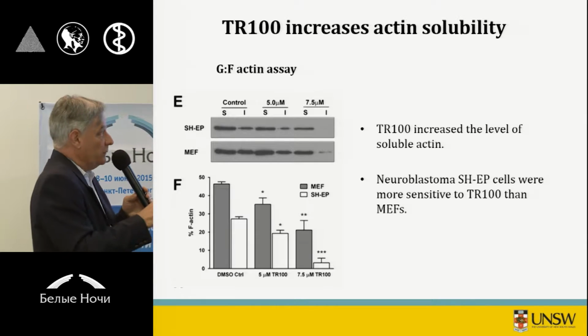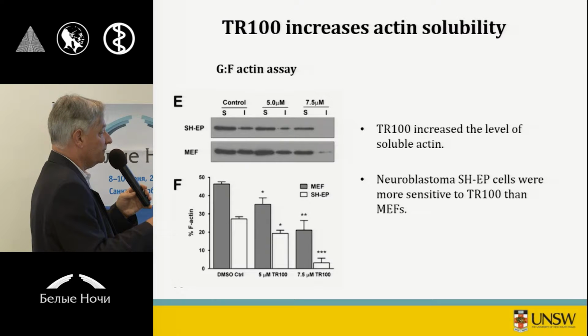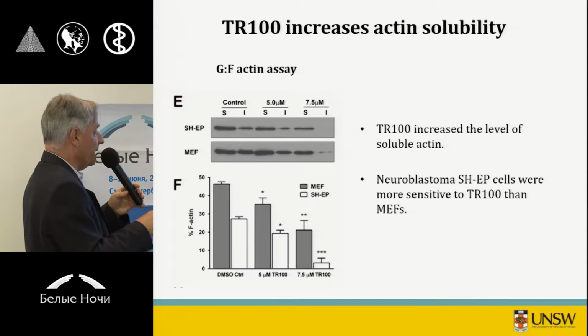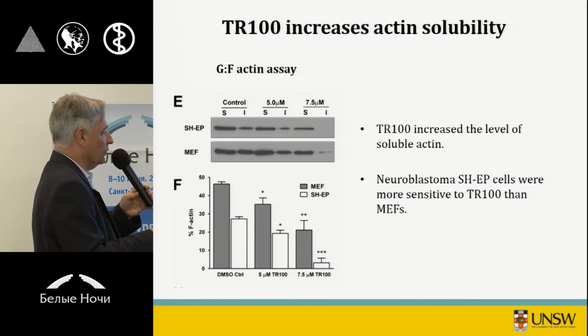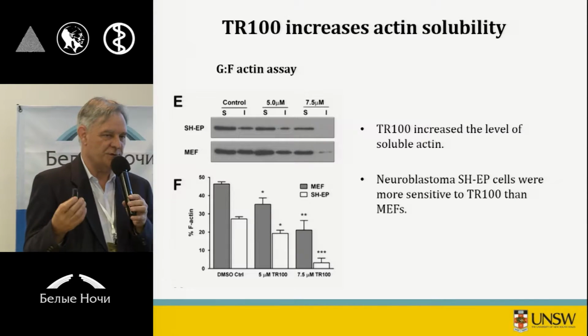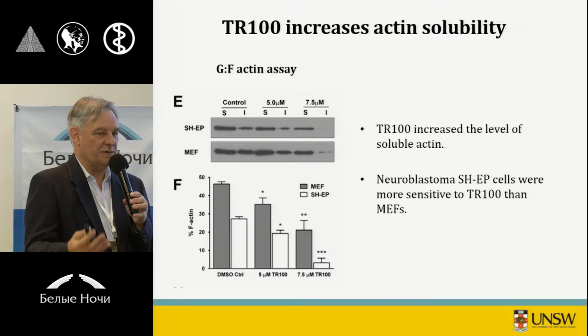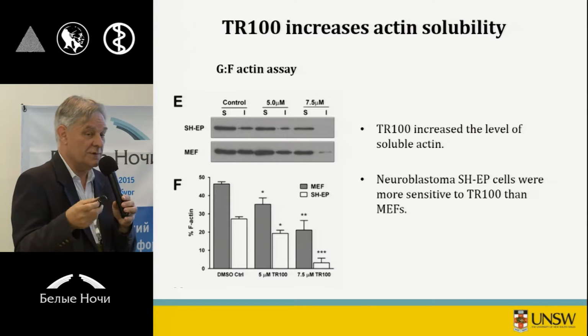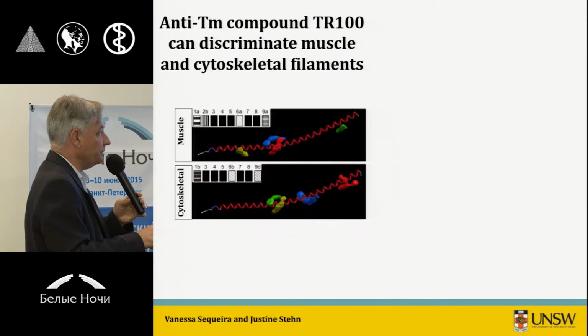What we noticed when we then looked in cells was that if we took mouse embryo fibroblasts or neuroblastoma cells and exposed them to the drug, we find that in the presence of the drug, the amount of filamentous actin is much more substantially decreased in the neuroblastoma compared to normal fibroblasts. So what that suggests is in the presence of the drug, the actin cytoskeleton is becoming unstable, which is a desirable outcome if that's how we're going to attack the actin cytoskeleton of tumour cells.